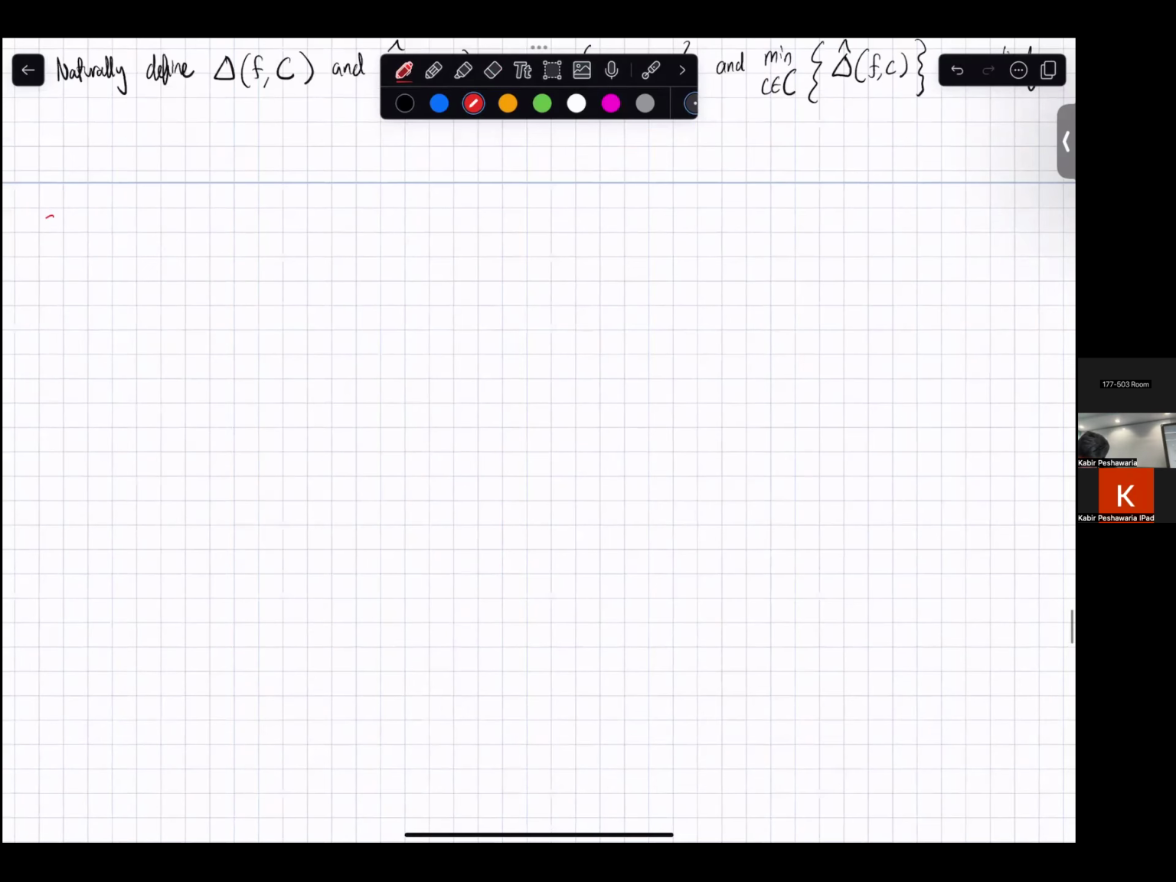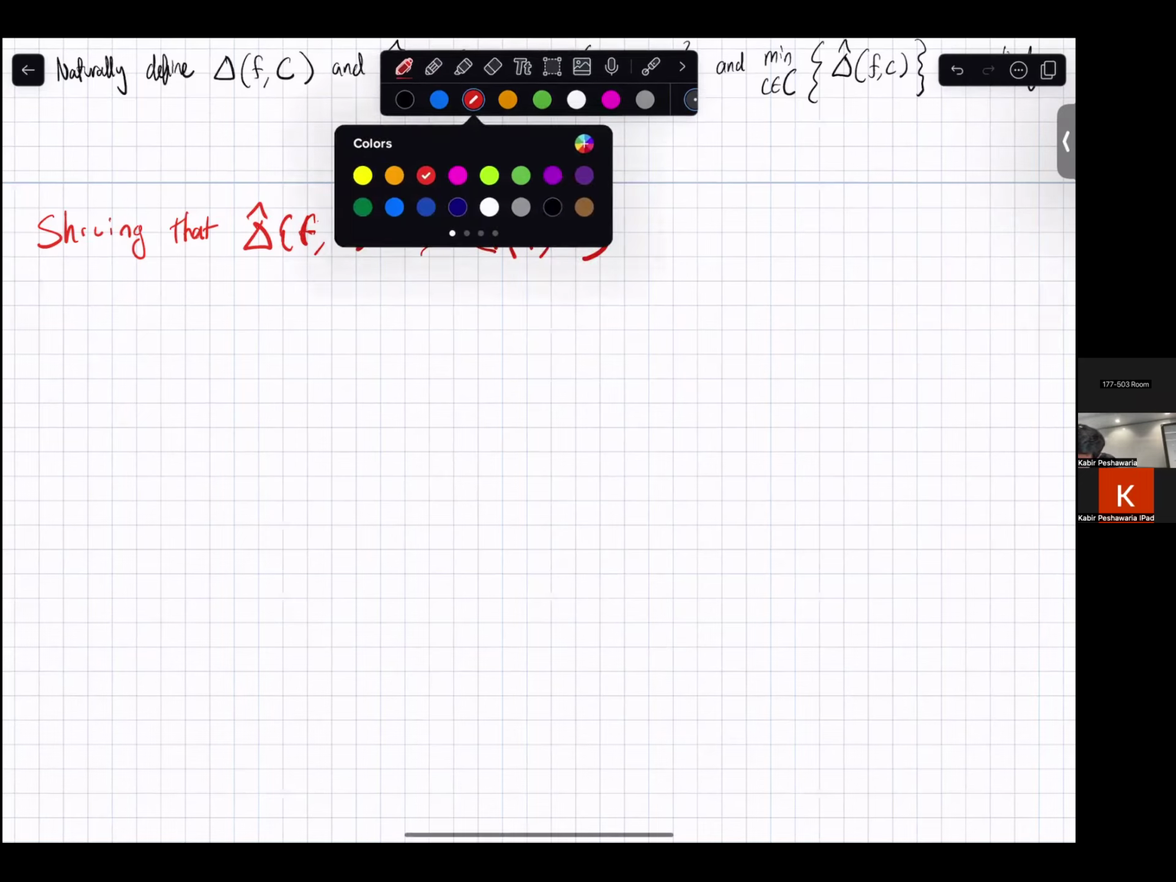Okay, so I'm showing that the blockwise distance between f and 0 is always greater than or equal to the normal distance between f and 0. Okay, and why is this true?